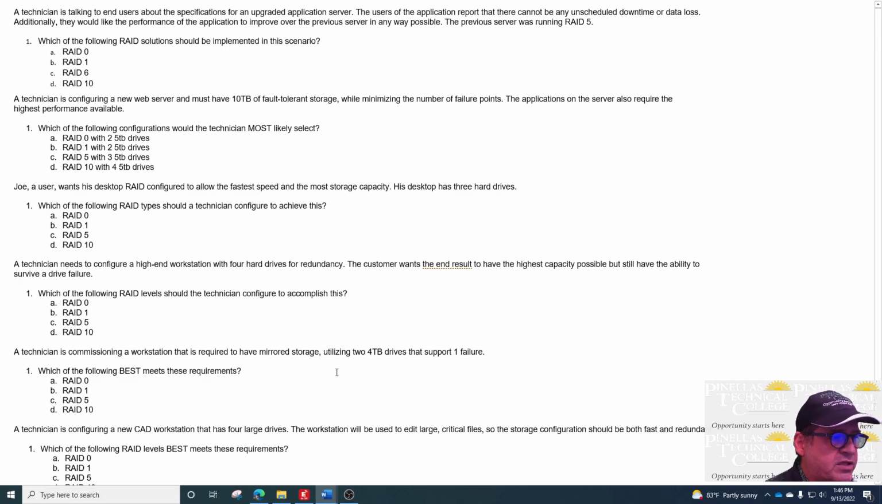So what would tell us the difference? Well, the fact that we're only utilizing 2 4 terabyte drives. RAID 1 can be set up with 2 drives. RAID 1.0 requires a minimum of 4 drives. So the fact that we're only using 2 drives, our only option is a RAID 1.